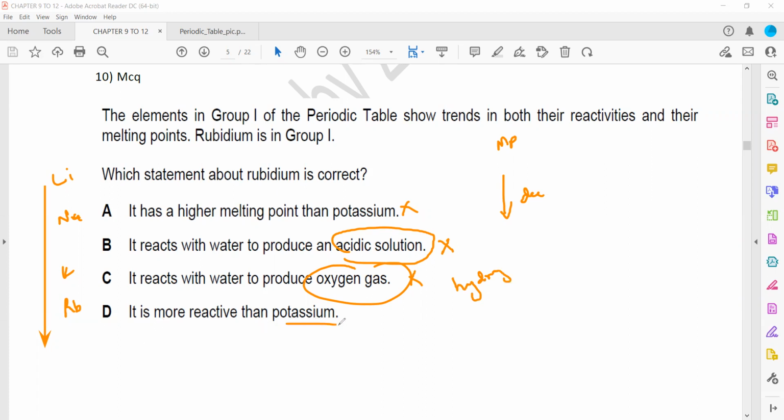And it is more reactive than potassium. That is true as we go down the group. For group 1, the reactivity increases as we go down the group. So rubidium is more reactive than potassium. So D is the right statement.